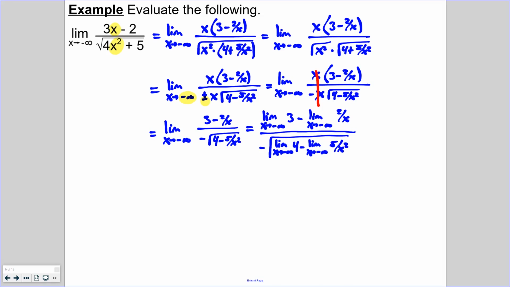Let's evaluate it. A number over infinity goes to 0. A number over infinity goes to 0. Then the limit of a constant is just the constant, so that'll be 3, and the limit of a constant will just be 4. So what does that leave us with? That's going to leave us with 3 over negative square root of 4. And we know the square root of 4 is 2, so that leaves us with negative 3 over 2 as our end behavior. So as x approaches negative infinity, the height of this particular function is going to approach negative 3/2.